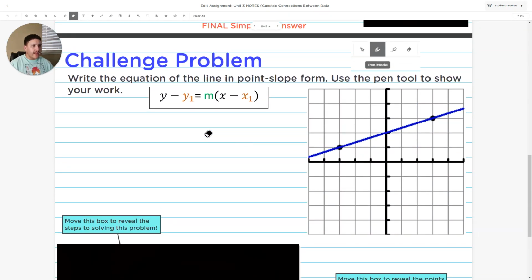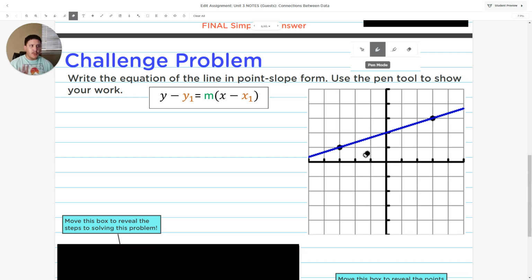Okay, I do have a challenge problem if y'all want to try. Write the equation of the line in point-slope form. Use the pen tool to show your work. I've given y'all a graph. There are 2 points on there. There are other points that you can use, but I've clearly put 2 points in there that you can immediately use. From there, I want y'all to construct the point-slope form of the equation.